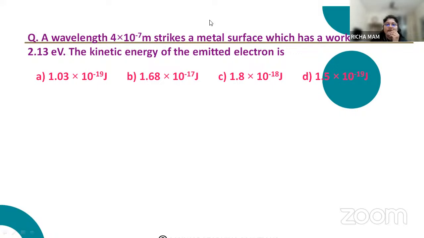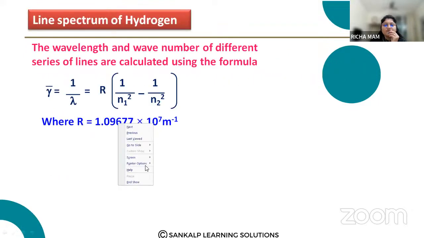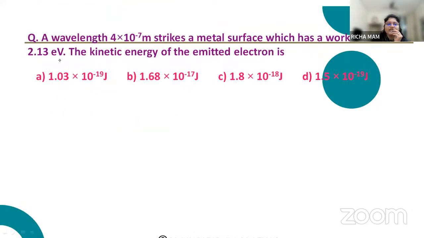Now there is something called the photoelectric effect. What is this photoelectric effect? A metal will be there, and a beam of light is made to strike it. The beam of light hits the metal surface. When it strikes the metal surface, some of the electrons are ejected out, and this effect is called the photoelectric effect.